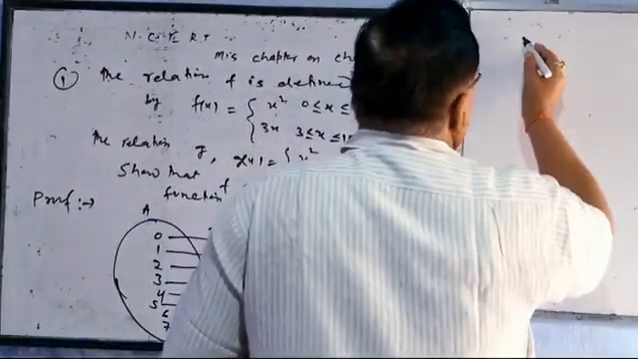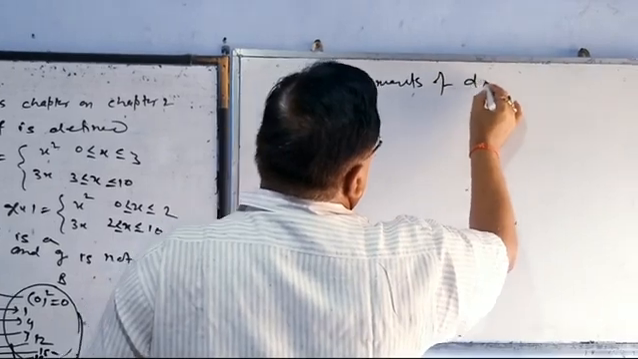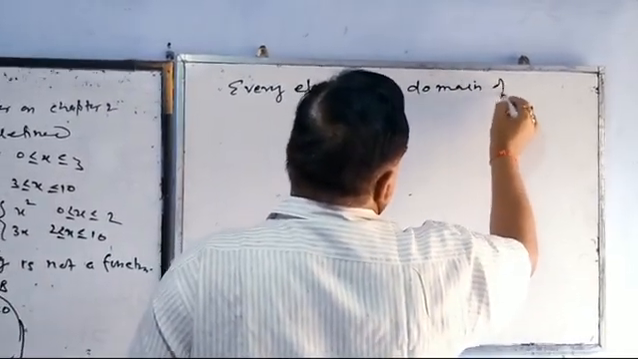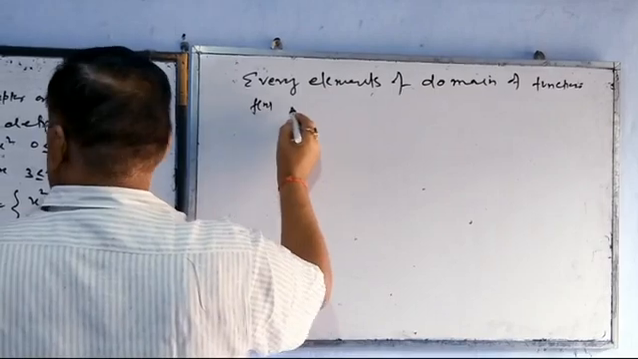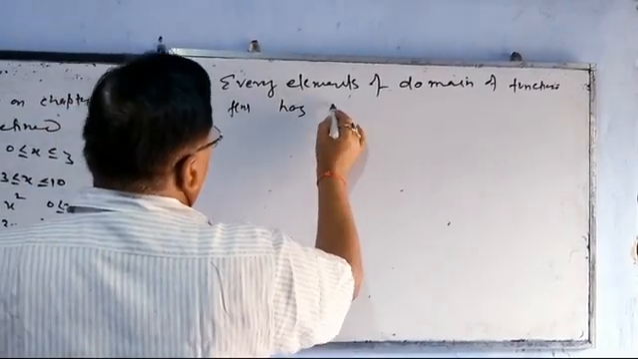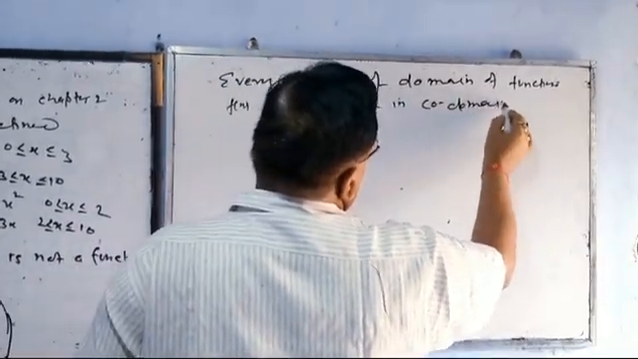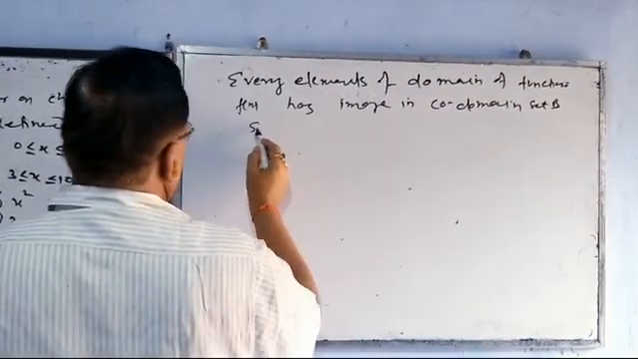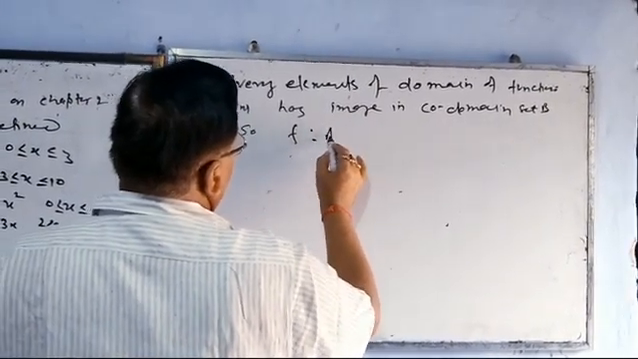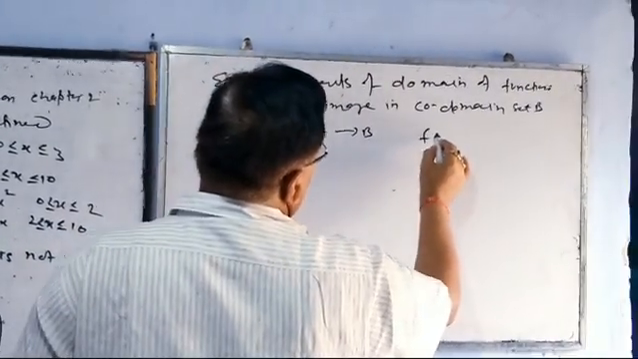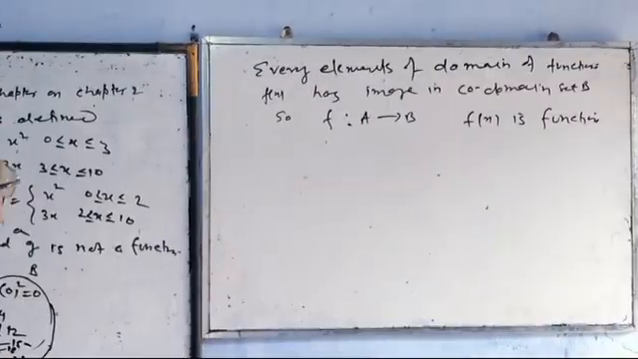So every element of the domain of function f(x) has an image in the codomain set B. So f is a function from A to B. It is a function. f(x) is a function. This relation is a function.